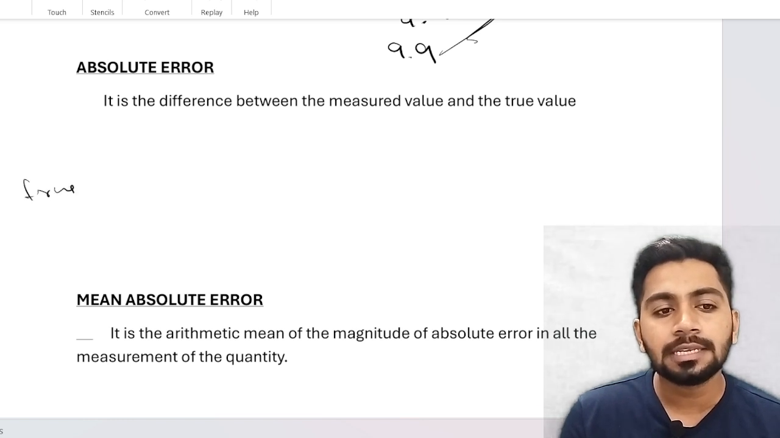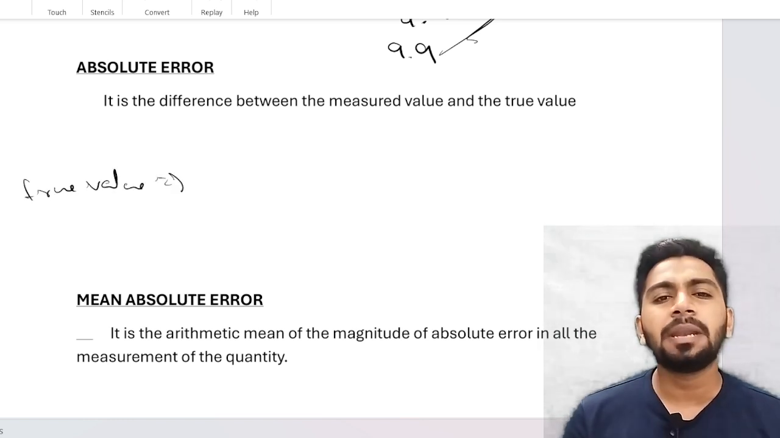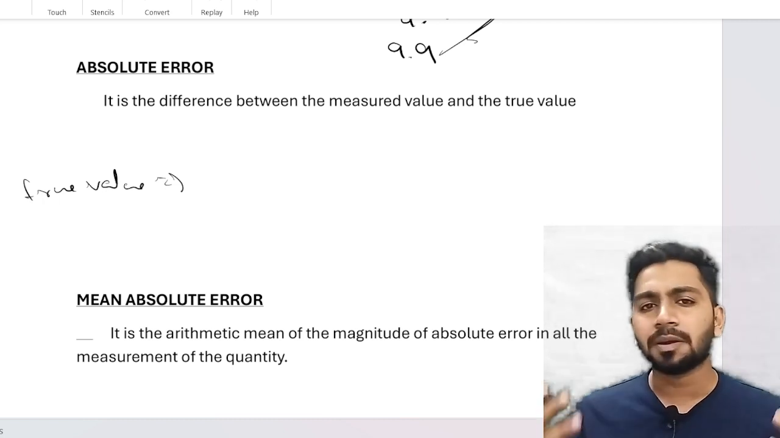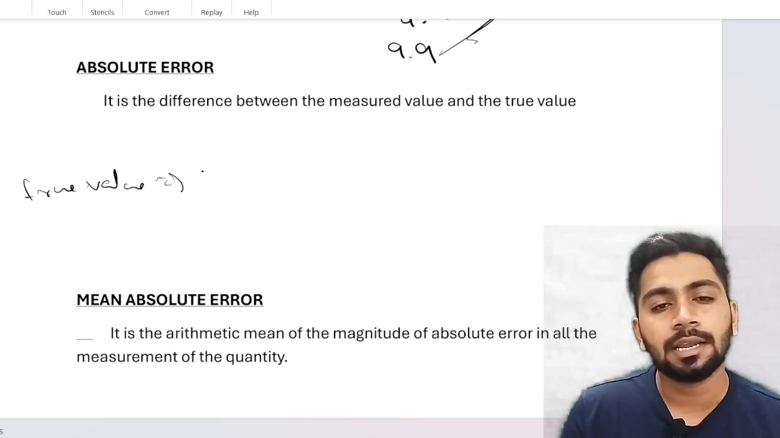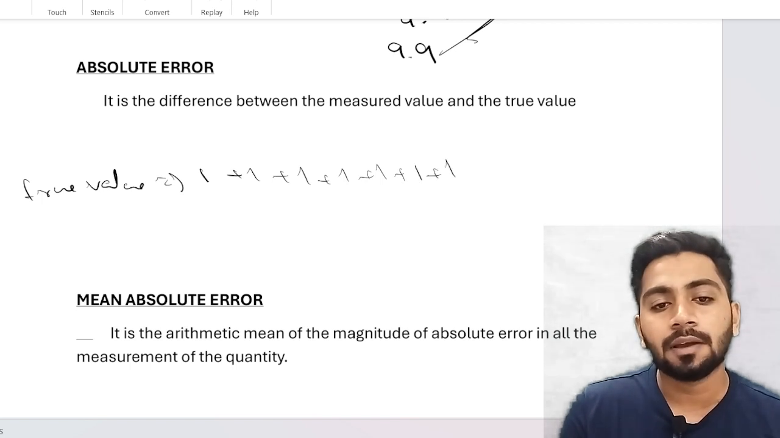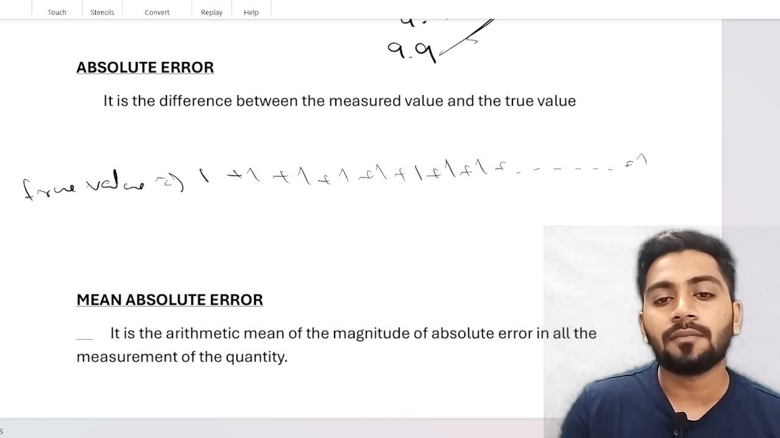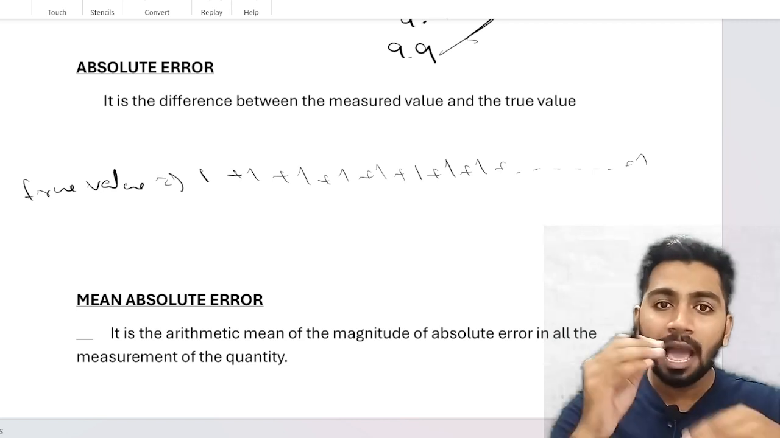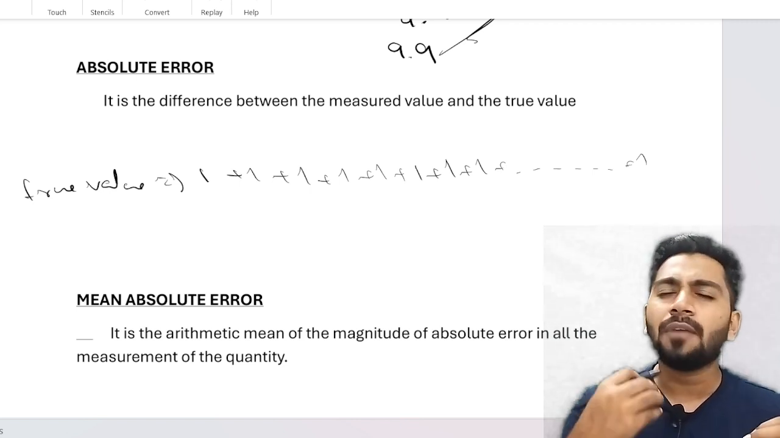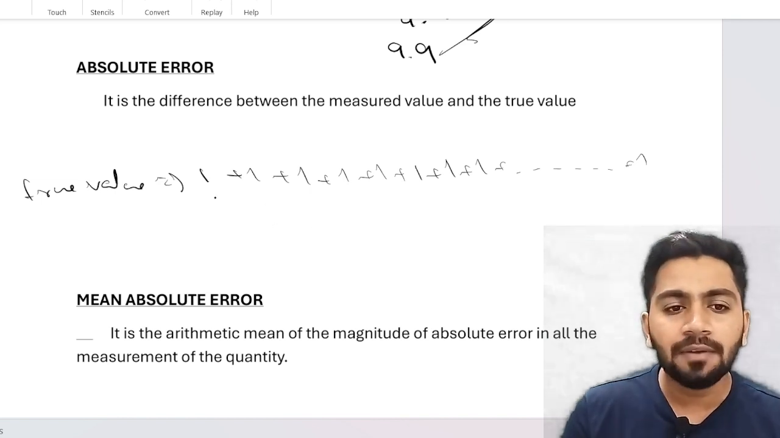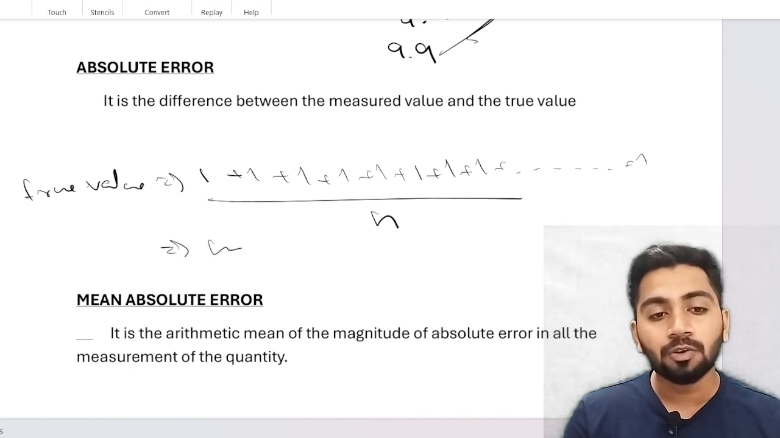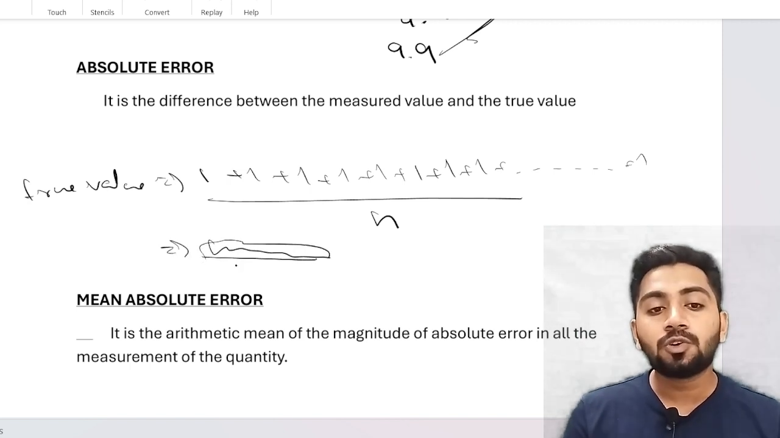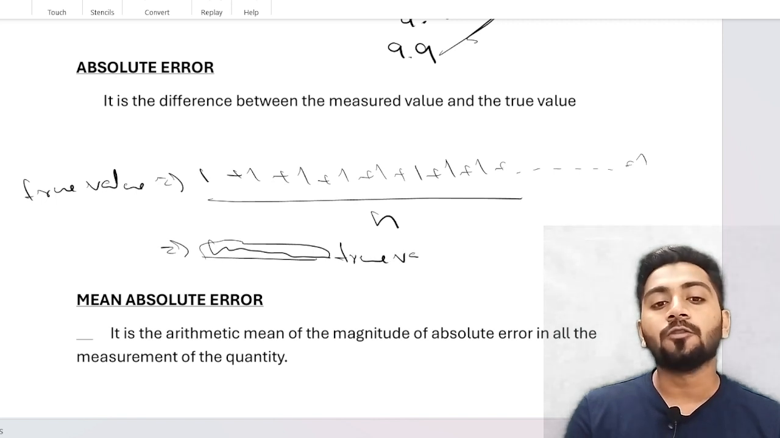How? It is very simple. It is like you are doing an experiment n number of times. Suppose you are doing the experiment, let's say 10 times: 1 plus 1 plus 1 plus 1 plus 1, n number of times, doing one simple experiment again and again, and you will get different values. Dividing by the number of times, at that time you will get some value. That is your true value.